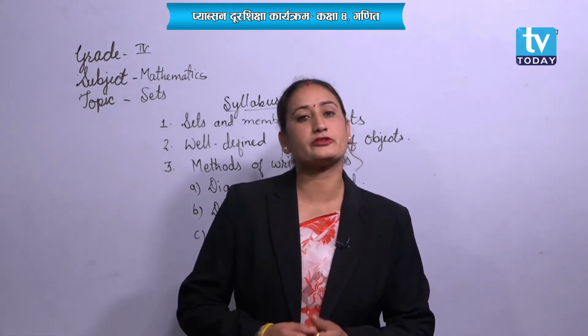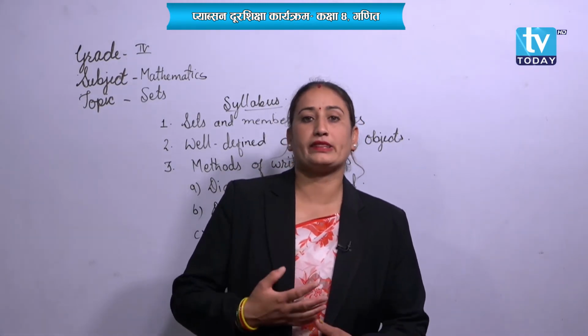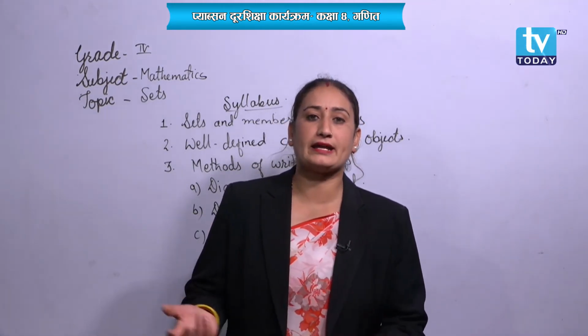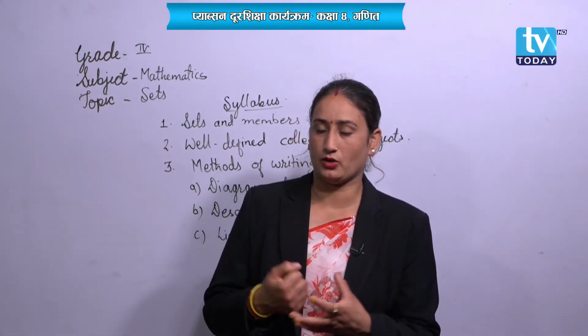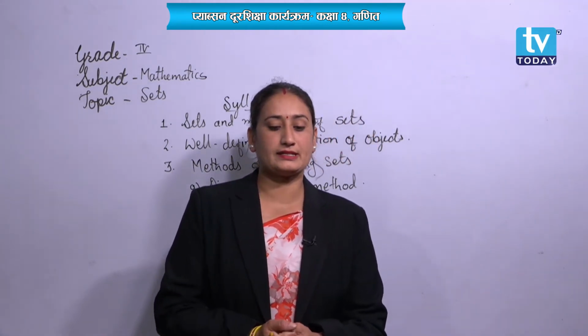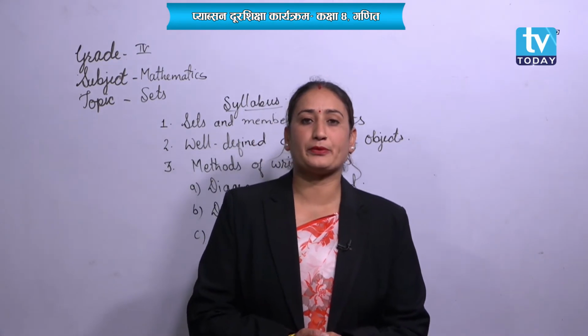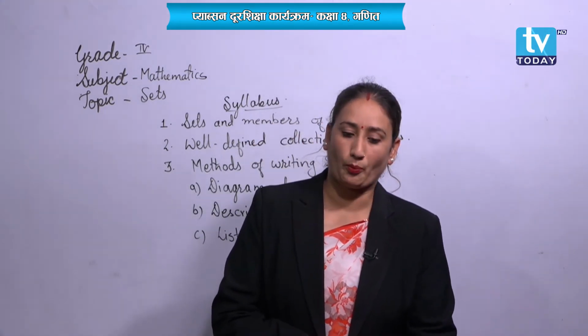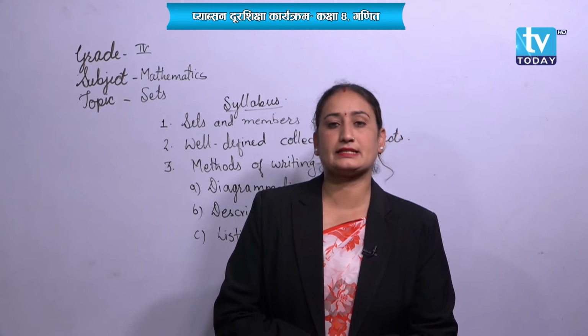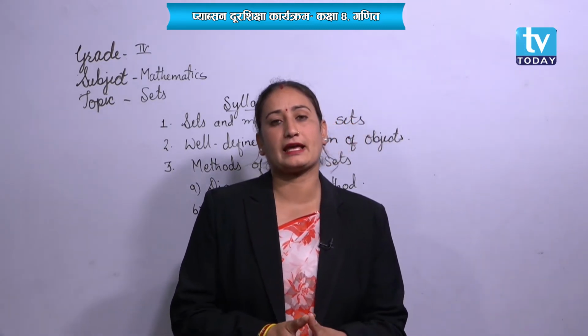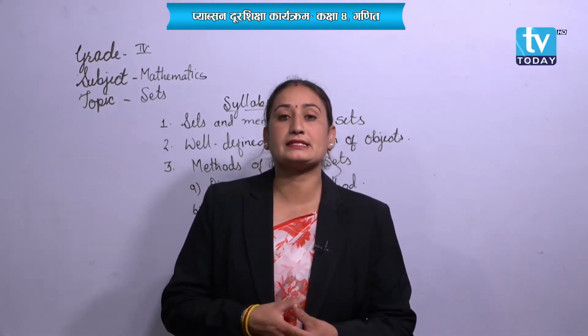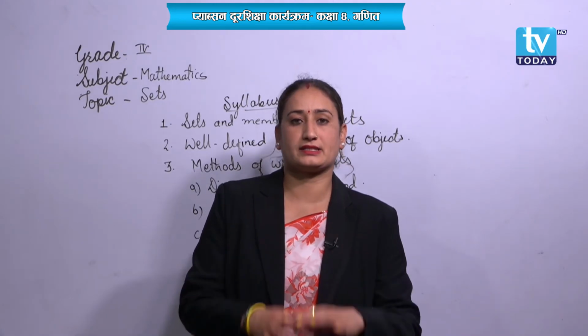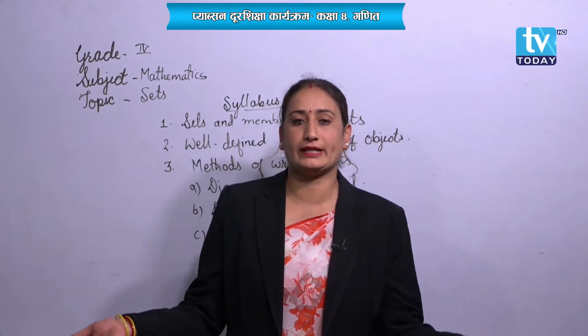Now, you have to tell me, students, whether they are well-defined objects or not. Okay? The first question is, it's a collection of pupils of class 4. Have you seen? This is the collection of pupils of class 4. That means it's well defined. It is the collection of the students.